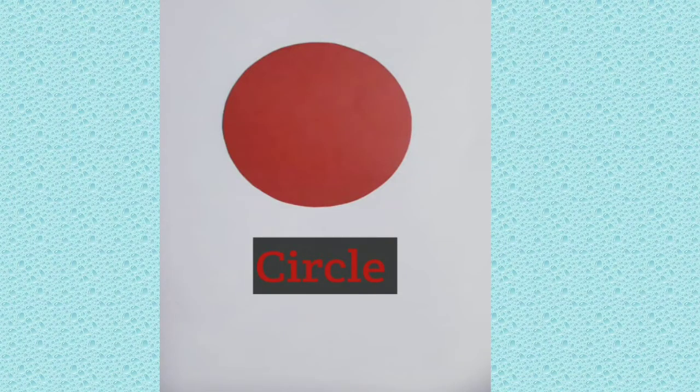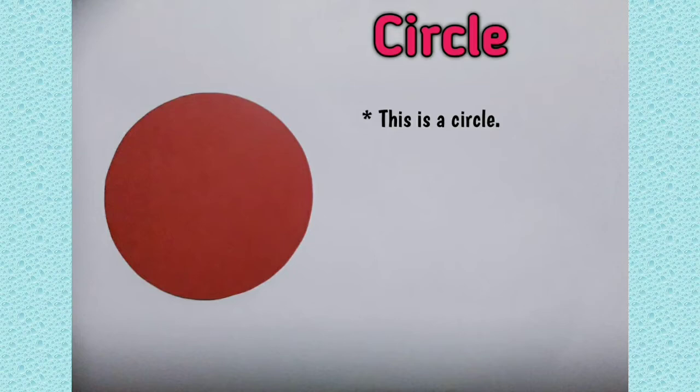Circle. This is a circle. Children, which shape is this? This is a circle. A circle does not have any sides. Children, can you see any sides in the circle? No. So, a circle does not have any sides.